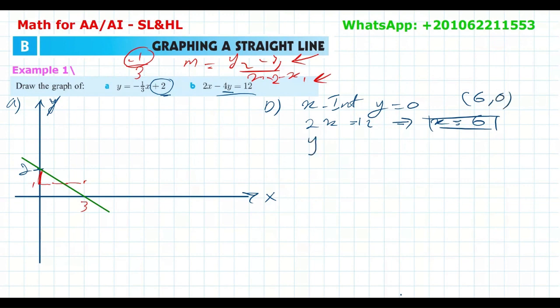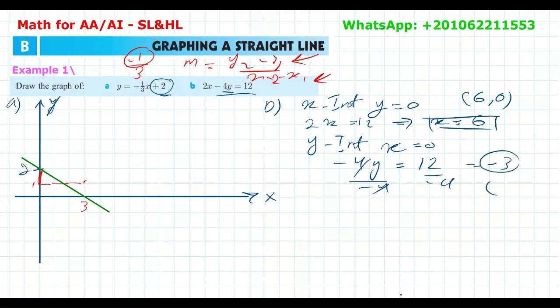And after that, finding the y-intercept. Y-intercept while x equals 0 this time. Then x equals 0. That leads us to -4y equals 12. Then divided by -4, divided by -4. Then 12 divided by -4 becomes -3. This is the second point, which is 0 and -3. And notice that x equals 0 and y equals -3.